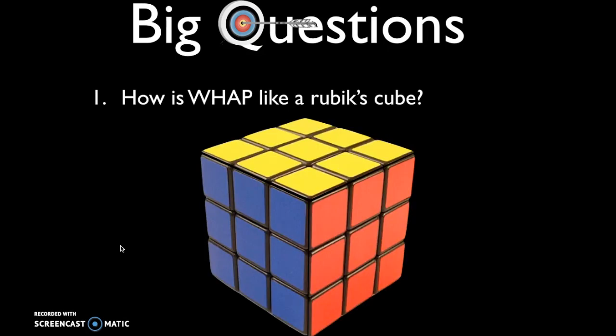So the big question after watching these two videos that you should be able to answer: how is this course, AP World History, like a Rubik's Cube?